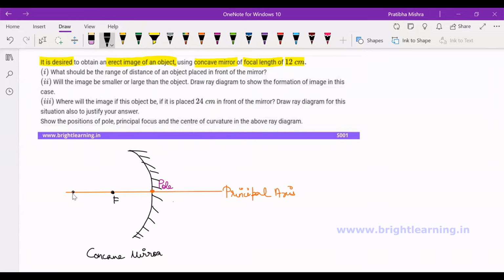Here is our focal length. Okay, so point F denotes the focus or the principal focus. C denotes the center of curvature, right? Now, the distance between the pole and the point of focus will become the focal length. Also, the distance between the center of curvature and the pole will become the radius of curvature.